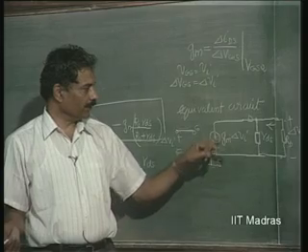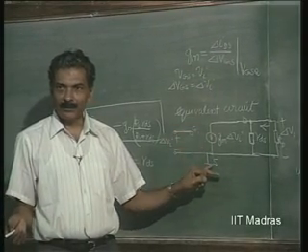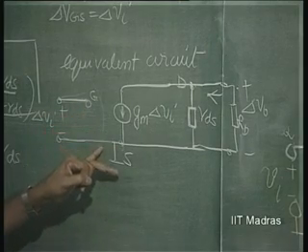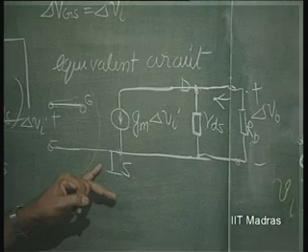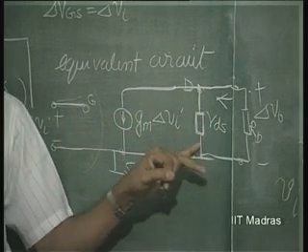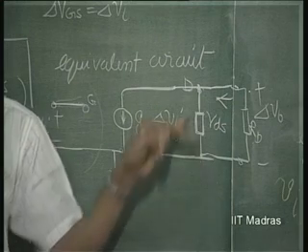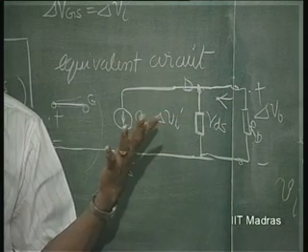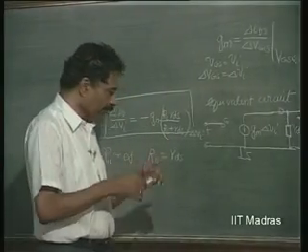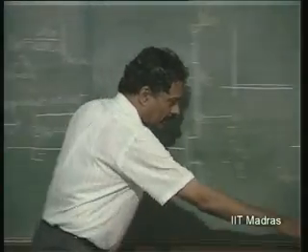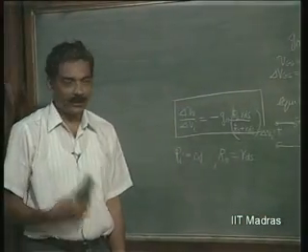Instead of calling it GS, we will call it base-emitter. Instead of infinity here, there will be some resistance RBE. And RDS is replaced by RCE here, collector to emitter. That is all. The similarity is important, because the same analysis is adopted for all the circuits, whether they use a field effect transistor or a bipolar junction transistor.